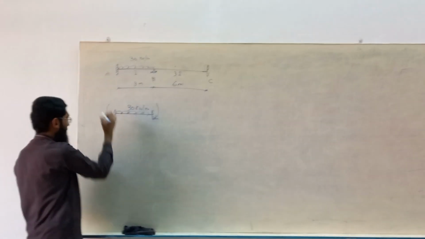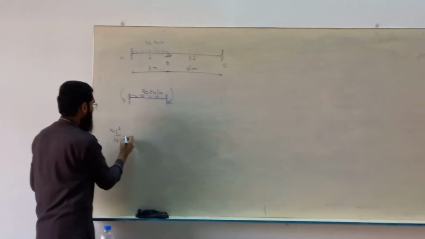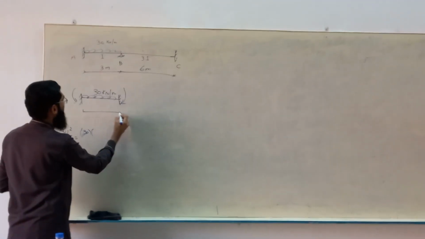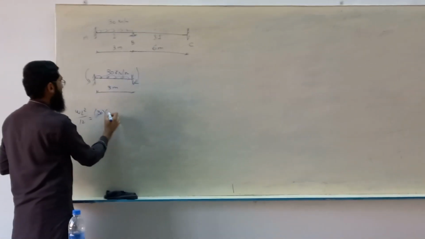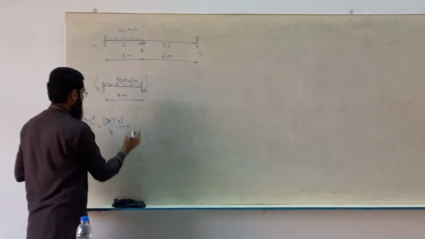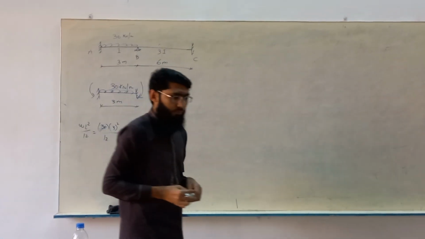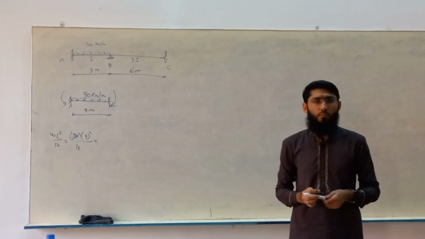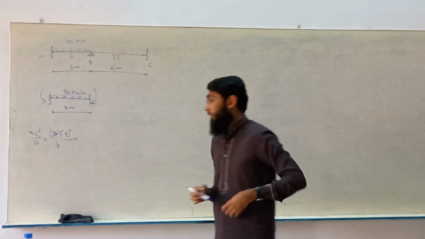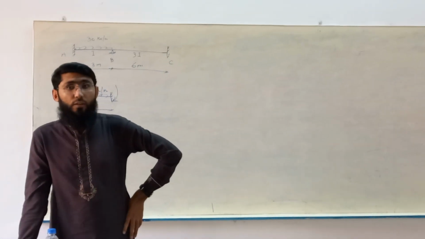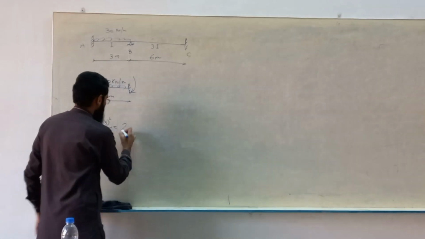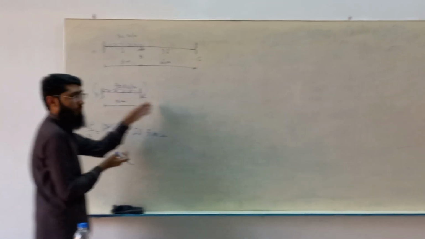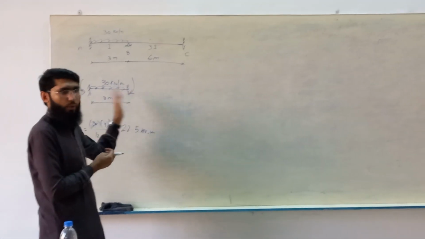Okay? So, can you calculate this? WL square by 12 would be, you're doing it like that, 30 into 3 meters, 3 squared by 12. What's the answer? I hope you got calculators. 22.5. So 22.5 on both sides with the directions.